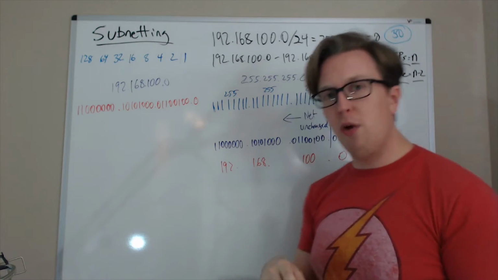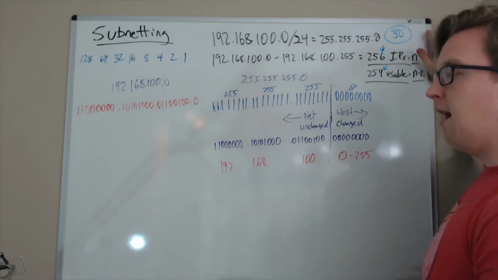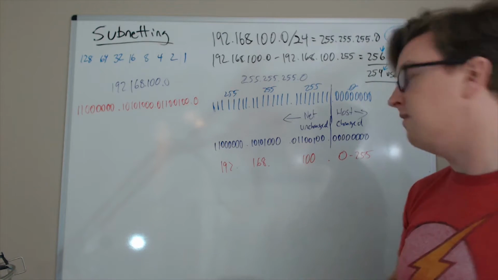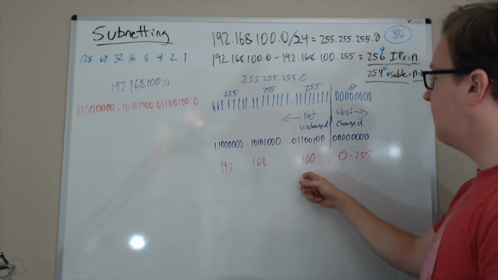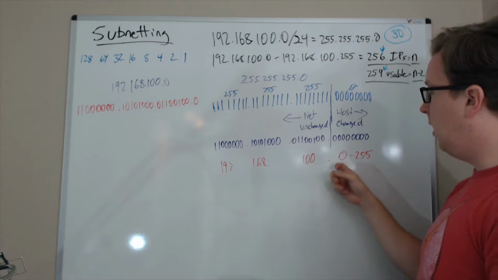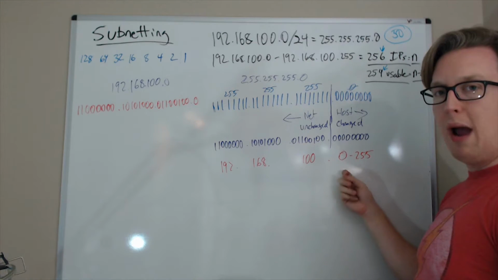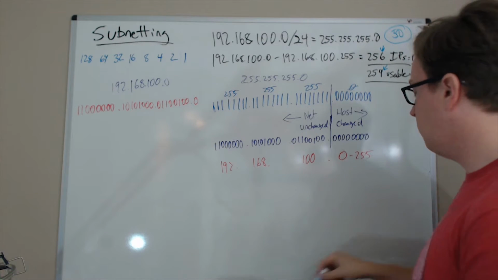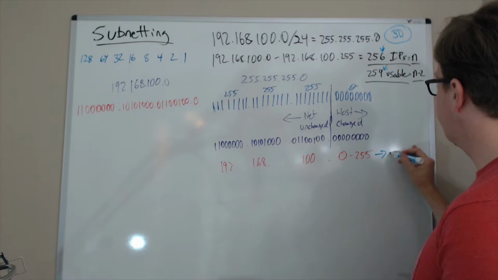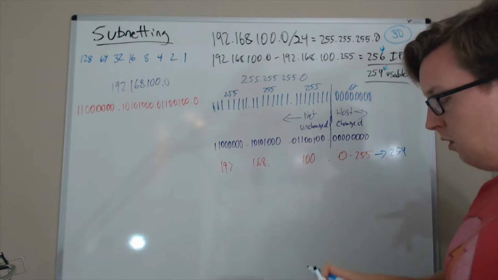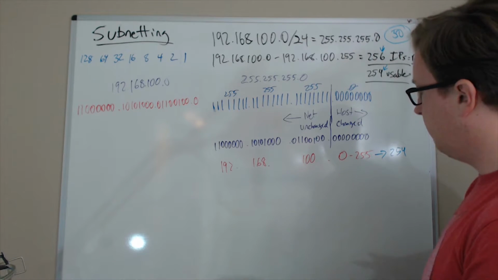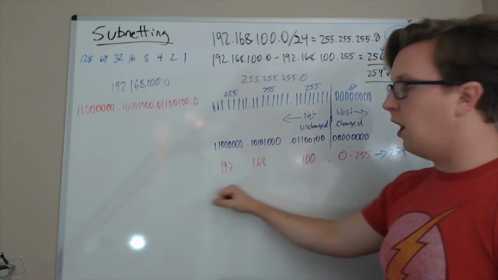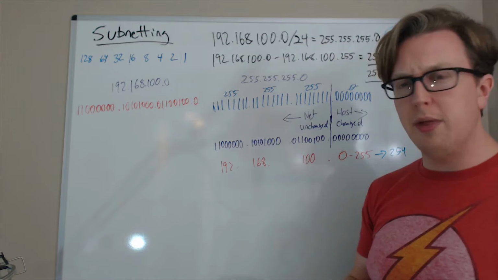So for that example, let's say we have 50 users that we want to put on this network. Well, 192.168.100.0, again, is giving us 254 IP addresses. That's a lot of unused IPs. So let's say we want to cut this down. Well, how do we do that?